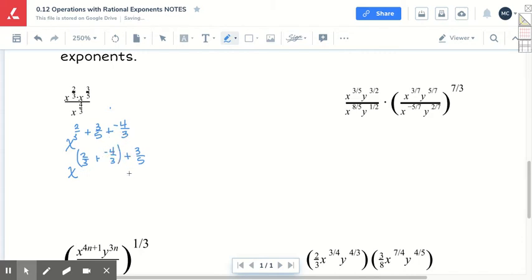Now I'm going to use the associative property here, group these two together, and then I can perform this addition. Since the denominators are the same already, I just keep the denominator and then I add the numerators. So 2 plus negative 4 is negative 2.